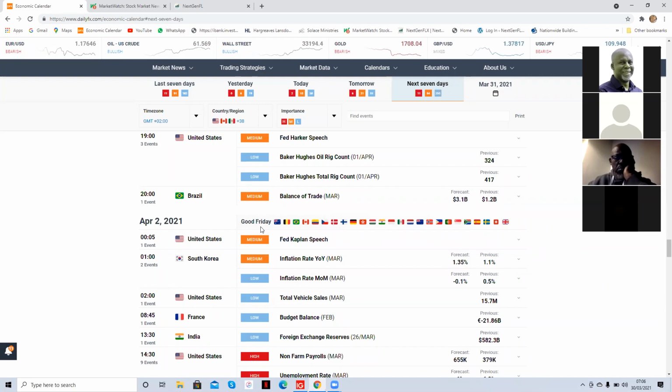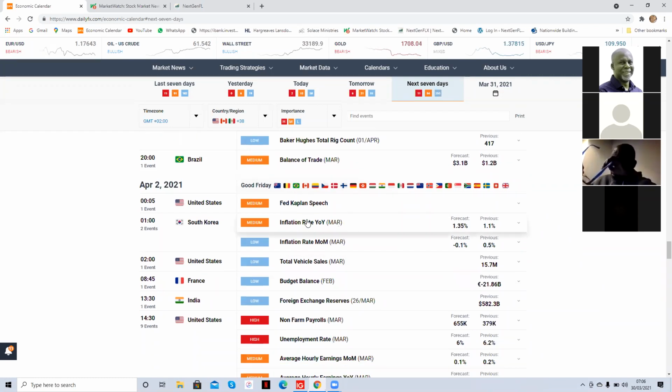So although you can see most countries have Good Friday as a public holiday, the UK is the main one we're interested in. In the UK it's a bank holiday, a public holiday on Friday. So ideally on Friday you should not be trading at all. But you can see the US unemployment rate report is coming out because it's not a public holiday in the US.